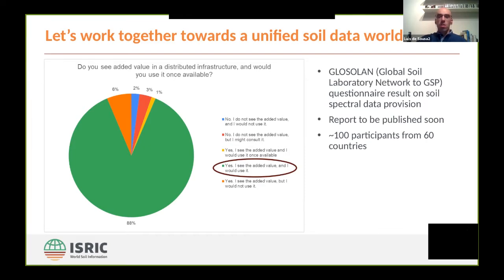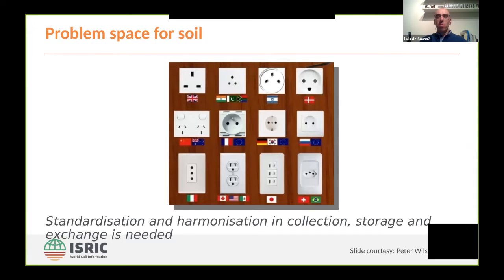So lots of good intentions, but yeah, the world is not as simple. The world is a bit more complicated. And we have this nice metaphor here with the power sockets in different places of the world. By and large, soil information, soil science is a bit like this. Especially in large countries like the United States, Russia, Brazil, Argentina, China, people have their own perspective on soil and soil science, which is driven by the needs of countries of that size. And of course, then in the end, you have a landscape like this.